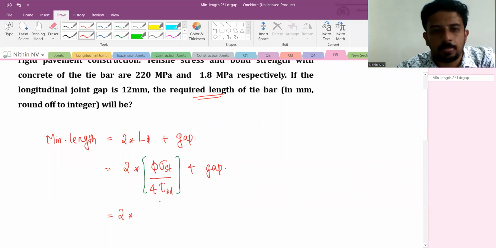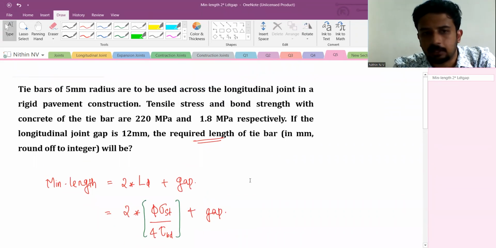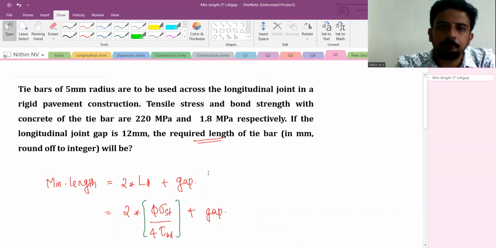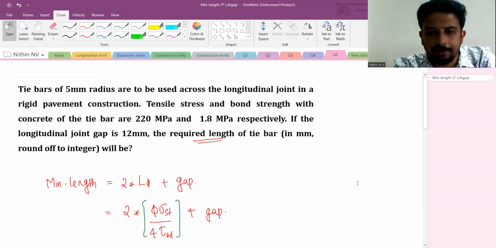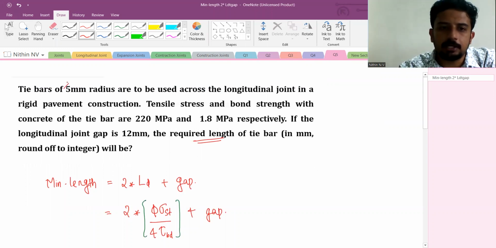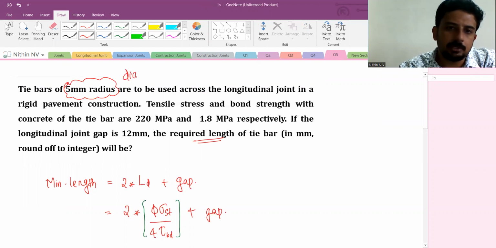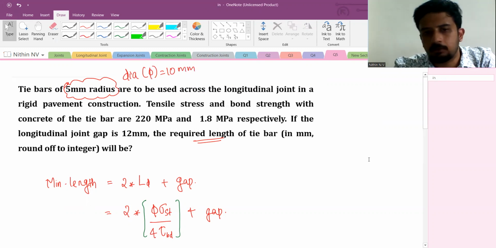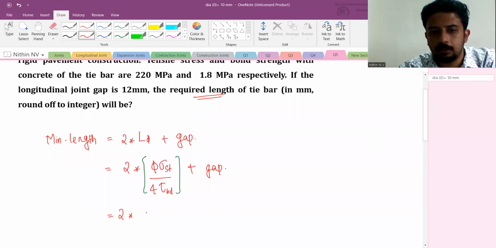So 2 into phi. How much is the diameter? 5 mm, right? No, that could be one mistake you may be committing. Properly read the question. It is 5 mm radius, which means how much is the diameter? It's 10 mm. Don't make any mistake. Generally, this is one point of making mistakes. So 10 mm, this is in mm.